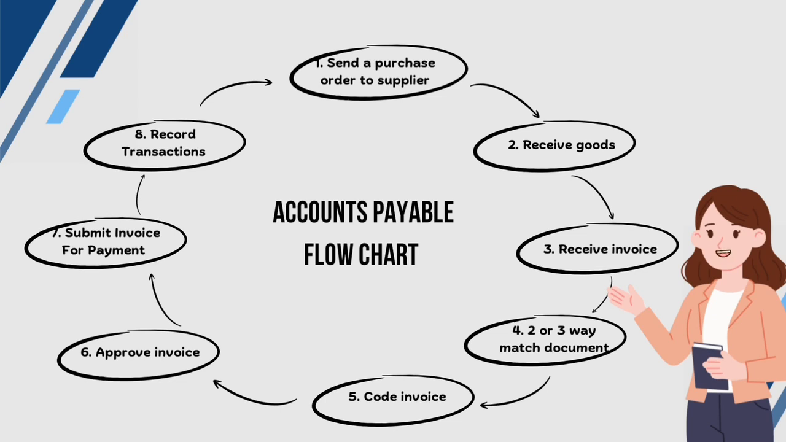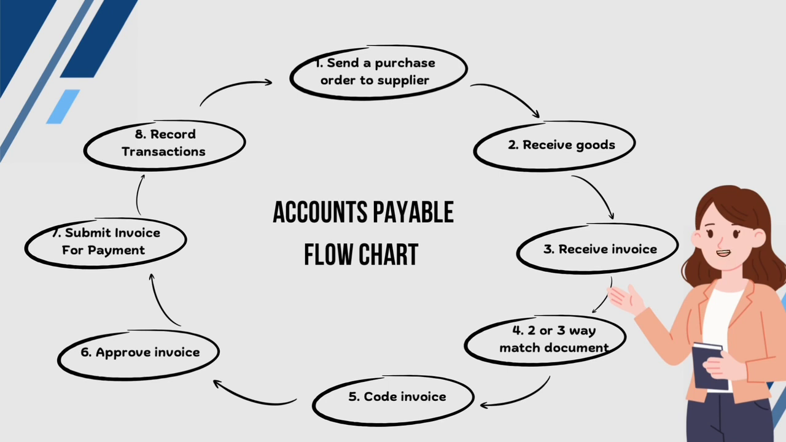Third, then the supplier sends an invoice for payment. Fourth, at this stage, the company performs a two-way or three-way matching process. A two-way matching compares the purchase order and invoice, while three-way matching also includes the receiving report. This step is very important to confirm that what was ordered, received and billed are consistent.